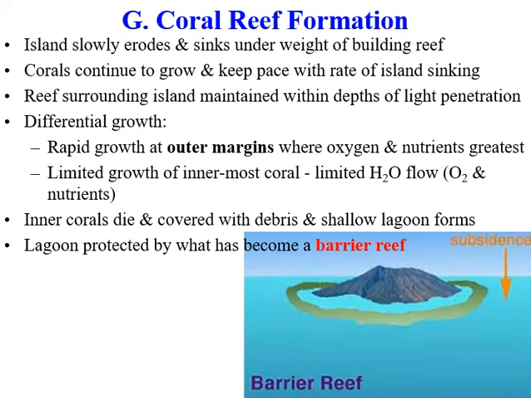Corals don't grow that quickly. Islands don't sink that quickly. It's not a really fast race. But coral have to grow in order to maintain a location in the water column where they're shallow enough to continue photosynthesis in their dinoflagellates. So that's what you see.